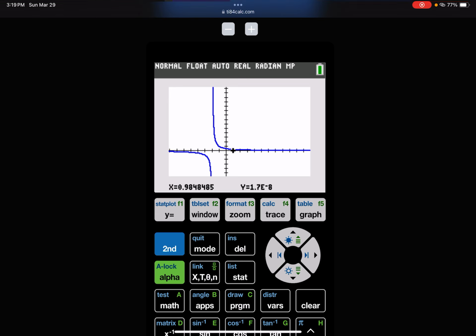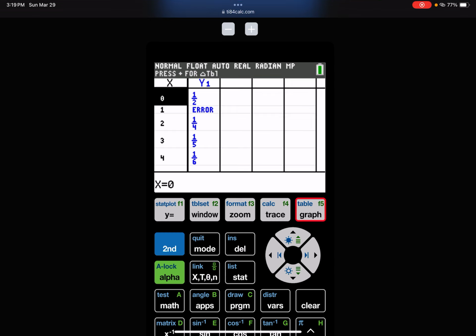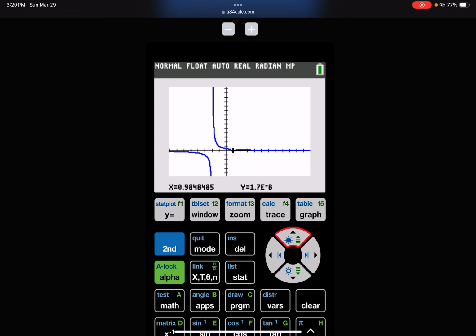Now, it won't show you the hole, but if I go to second table and I look at the x value of 1, there is an error there still. So there's not a point there. It would just be an open circle at x is equal to 1. It doesn't exist. And so you can confirm that on your calculator: go to that value that you found to be an open hole, and there should be an error for the y value. Okay, but there's definitely not a vertical asymptote there.